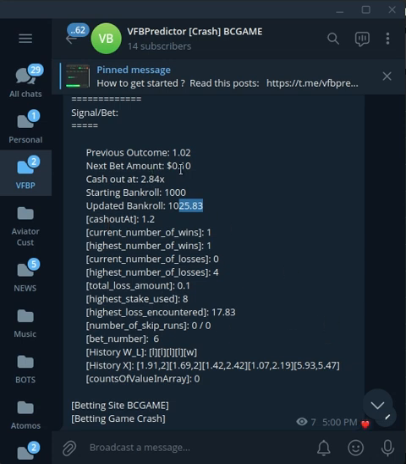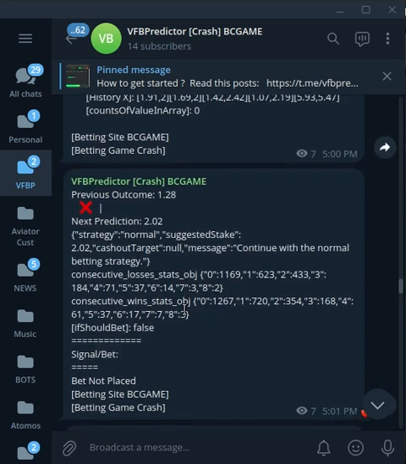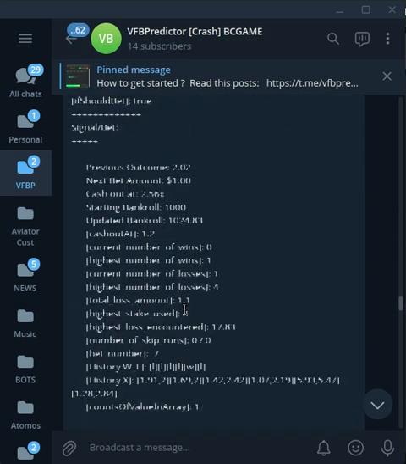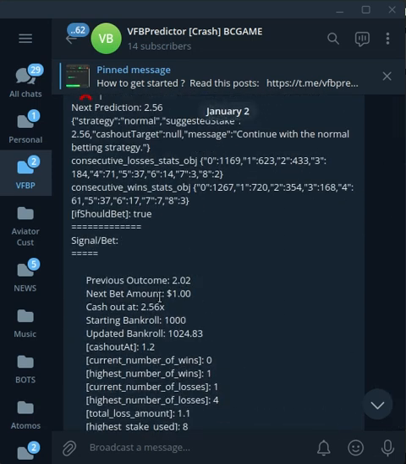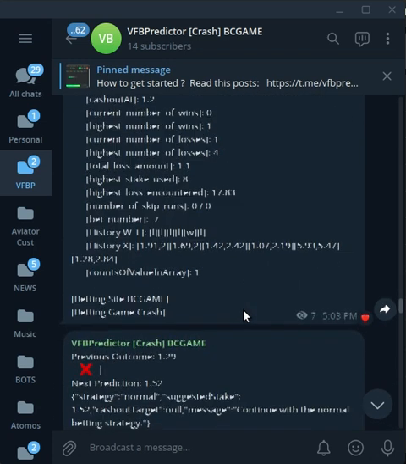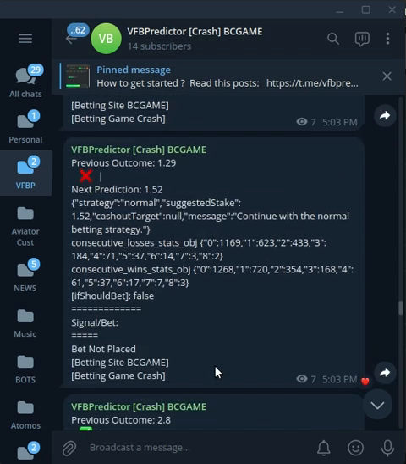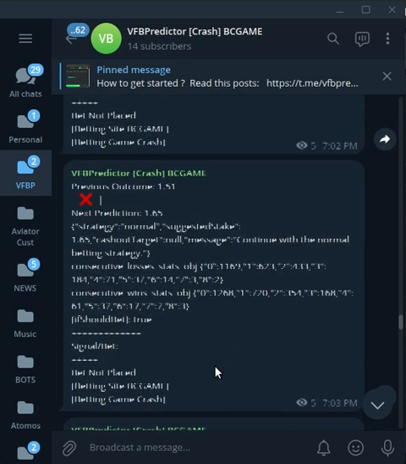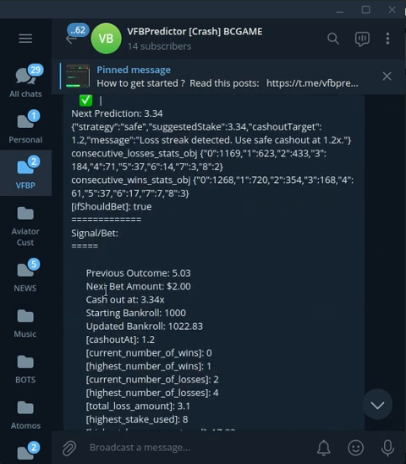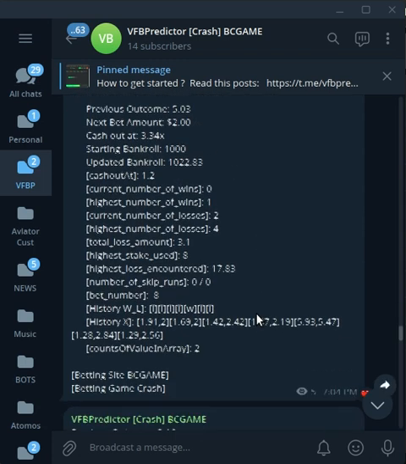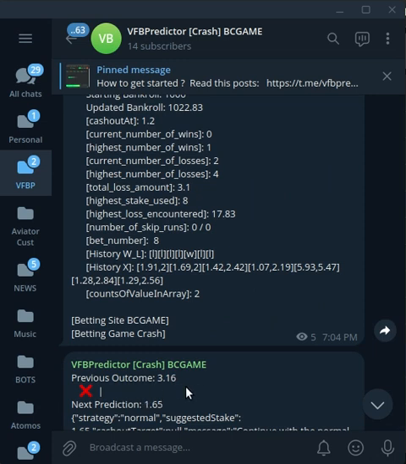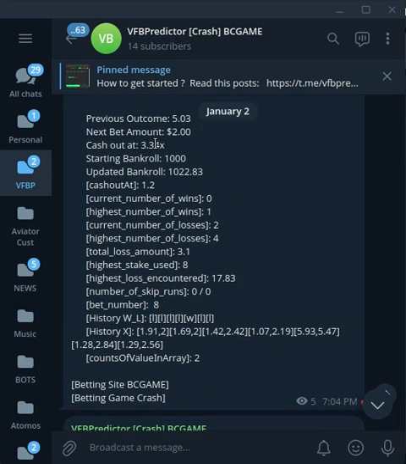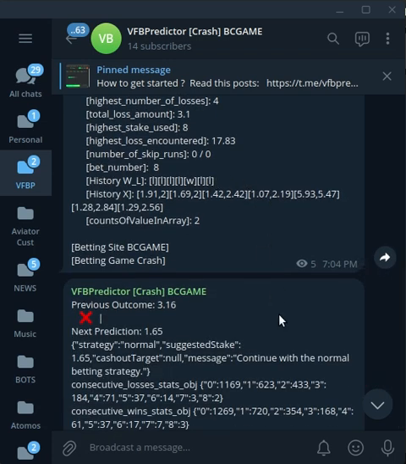This one is telling us to bet 0.10, cash out at 2.84, and that one was a loss. We go to the next signal telling us to bet an amount of 1, cash out at 2.56. Did that one win? That one was another loss, so we wait for another signal. This signal is telling us to cash out at 3.34 and bet an amount of 2. The outcome was 3.16, did not quite reach our prediction, so that one is another, third loss.